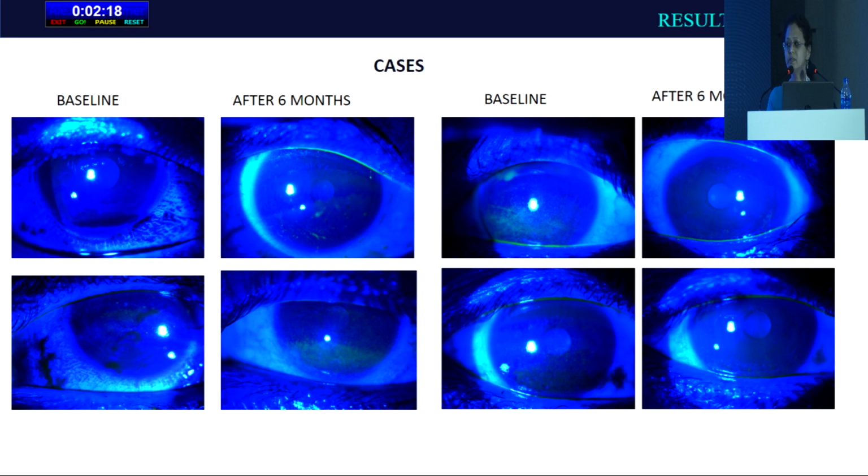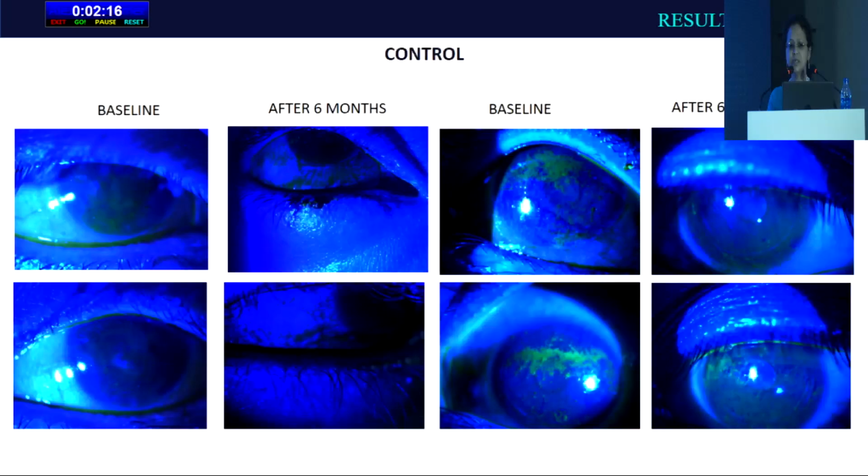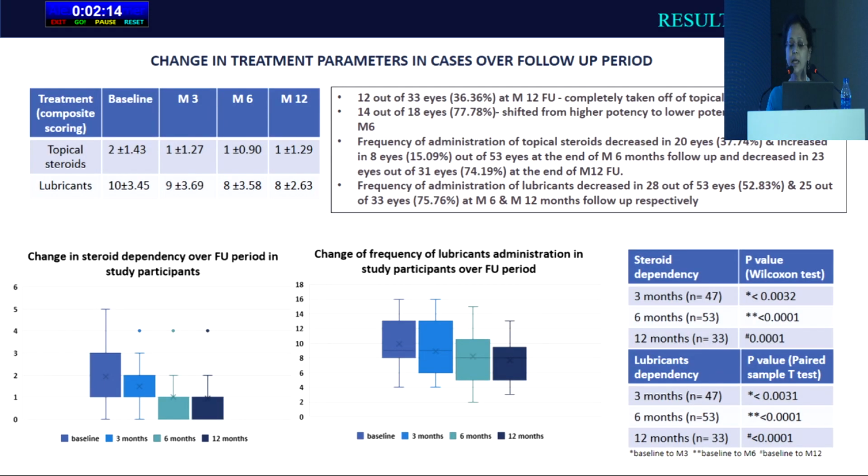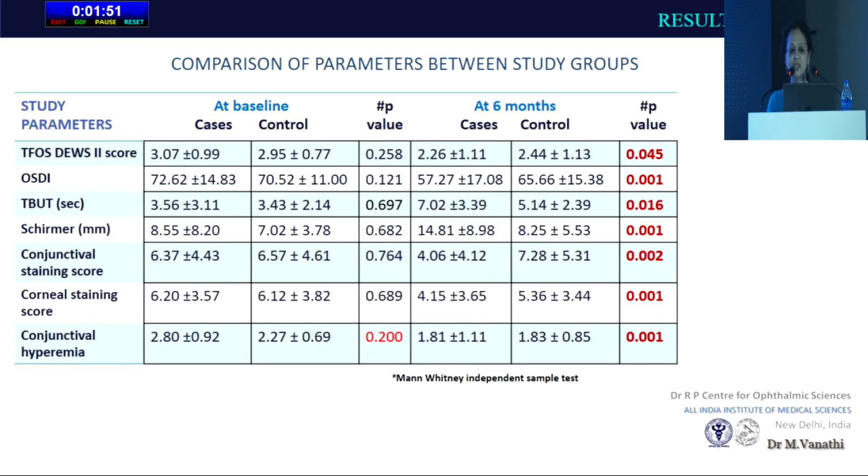These are certain representative photographs of the study participants showing improvement in their treatment when we used IVIG as an adjunct therapy in these cases here. Again, evaluating the change in treatment parameters, looking at the change in steroid dependency over the follow-up period, and the change in the frequency of application of lubricants over the period, all showed statistically significant improvements during the course of the study in our study subjects here.